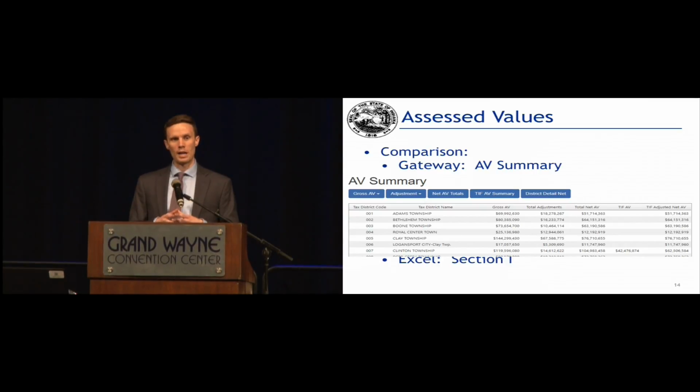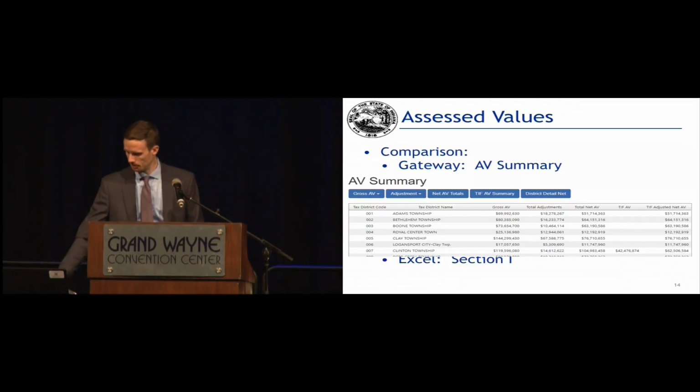In the same way on Gateway Abstract, once you get through the file upload, this is the first set of screens that you're likely to go to. So the best comparison that I can come up with is the AV summary screen to section 1 of the Excel Abstract.